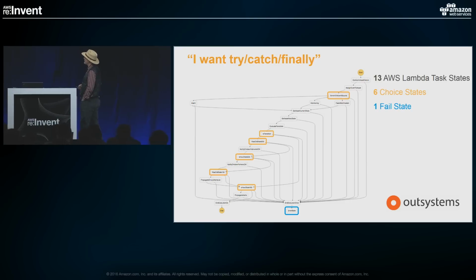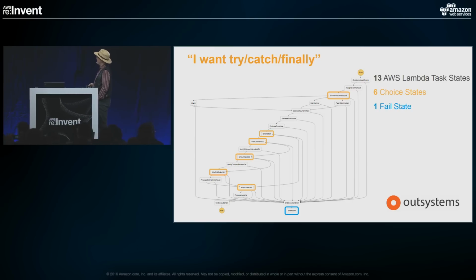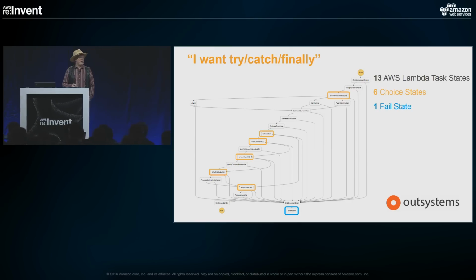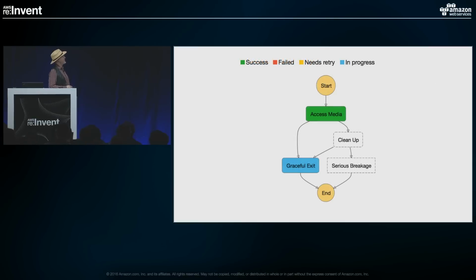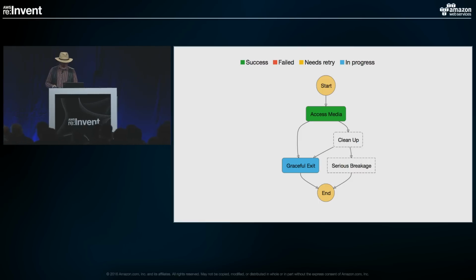So I want to show you what the try, catch, finally language looks like. But once again, I'm dealing with the size of a re:Invent slide. So let's use a smaller state machine. So here's a much smaller state machine that knows how to access some media.